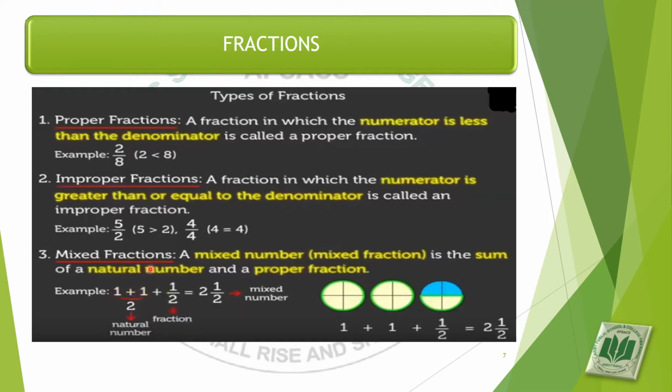For example, now here you can see 1 whole plus 1 whole plus a fractional part. When we combine these three, we get the number 2 whole 1 by 2, and this number is called a mixed number or mixed fraction.